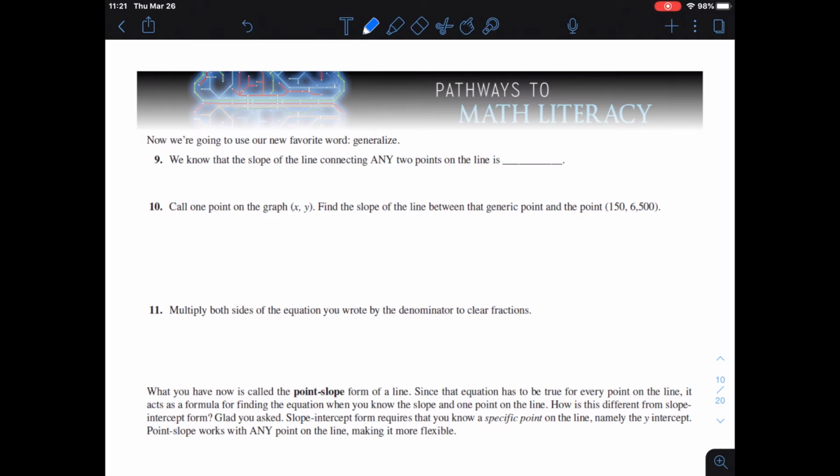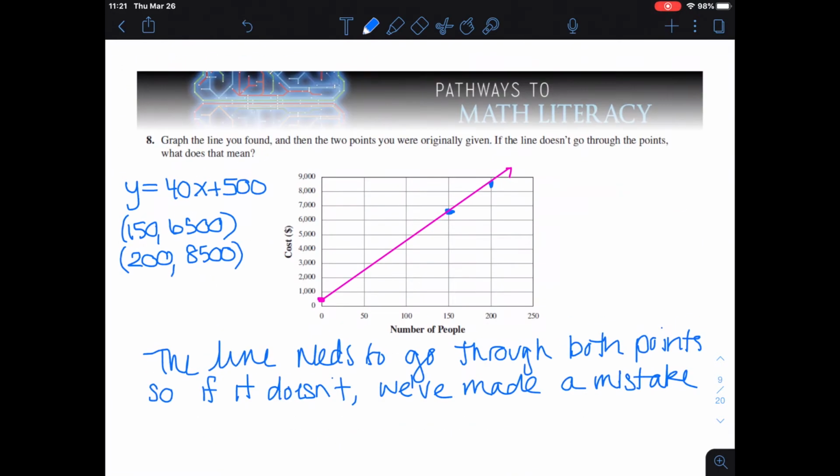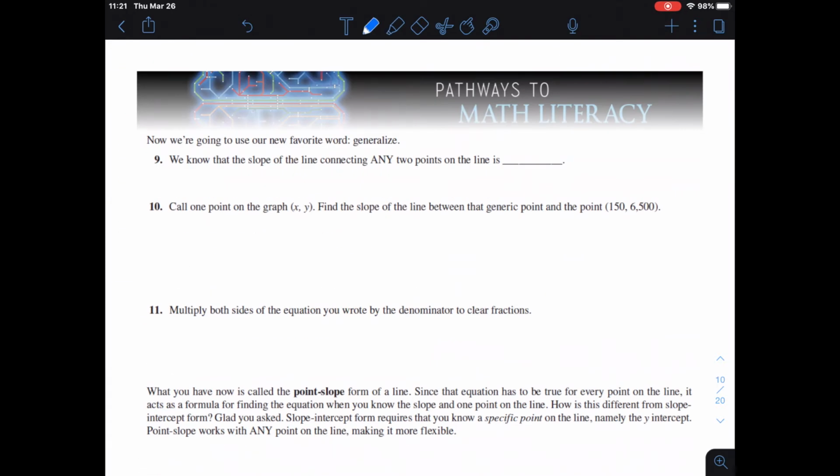So now we're going to go about this in a different way. We're going to use that concept of generalizing the problem. We know that for this particular example, regardless of the 2 points I picked, so if I picked any other ones that fall on this line, this slope always has to equal 40. So the slope of the line connecting any 2 points is always going to be 40. So what we're going to do is we're going to call one point on the graph xy. So it's arbitrary, it's xy. We're going to find the slope between this point and this 150, 6,500.